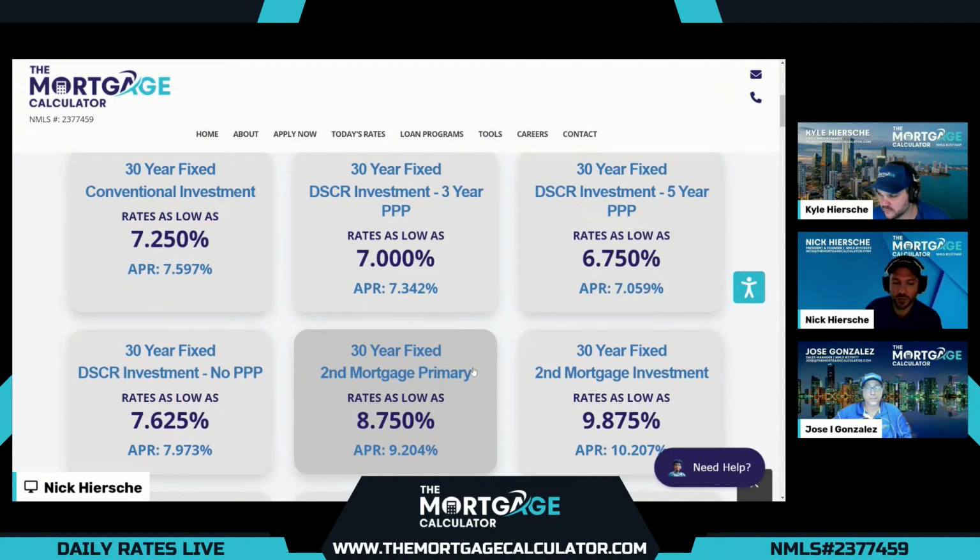So a fixed rate second mortgage is a great option to get cash out, and these programs are non-QM, so they do allow bank statements and other alt docs. And the same program, 30-year fixed cash out, second mortgage for an investment property. Rates come in as low as 9.875, final APR 10.207. Great option for our investors that need to get some cash out, but may have a low rate first mortgage they don't want to touch.